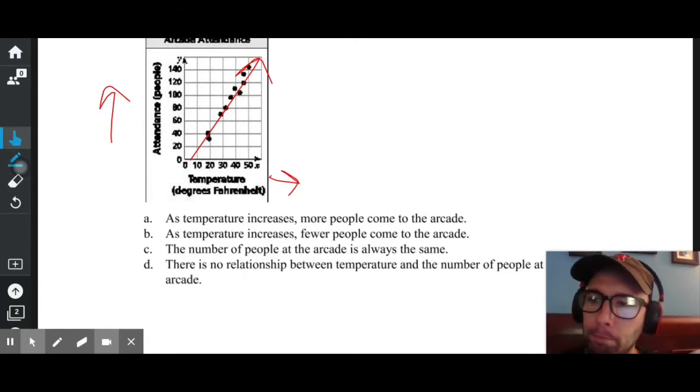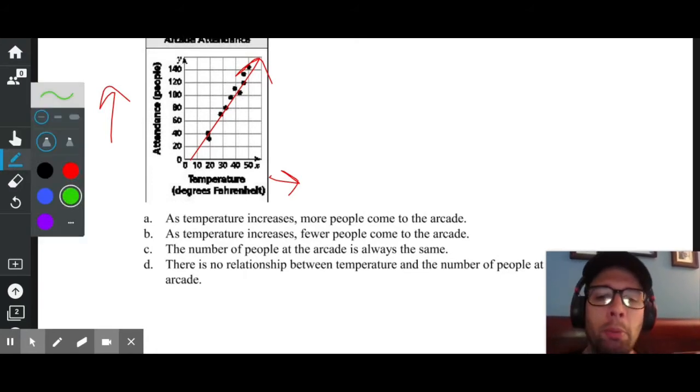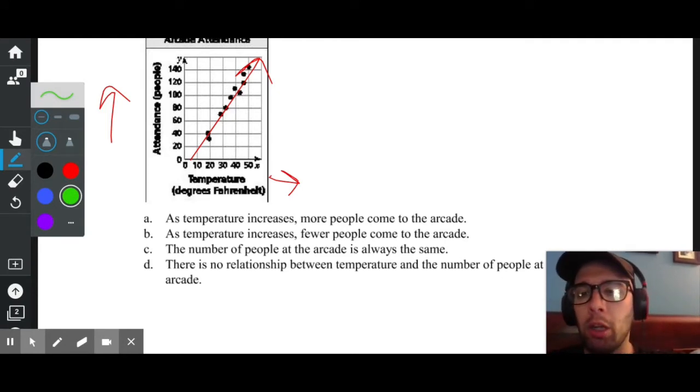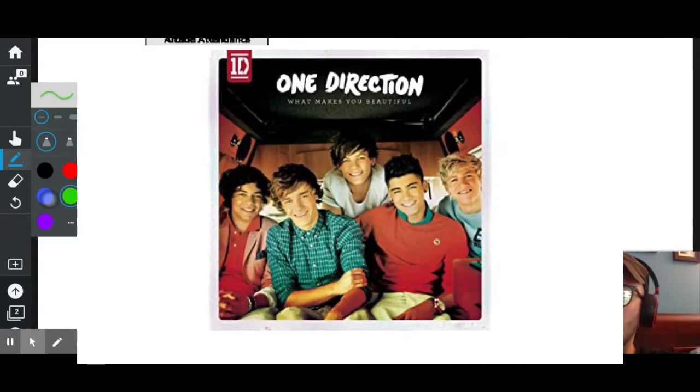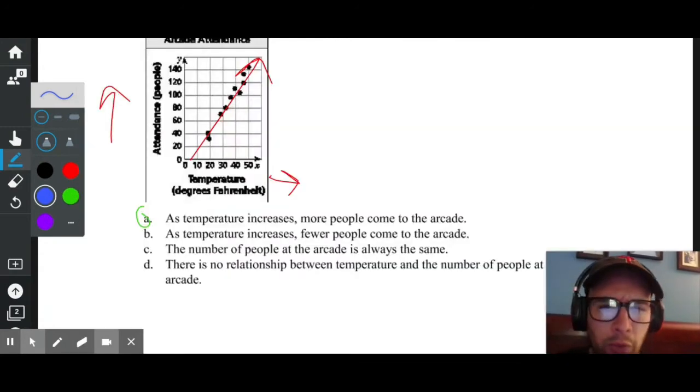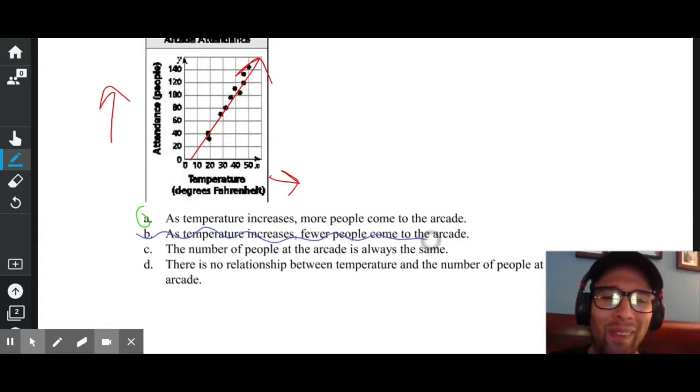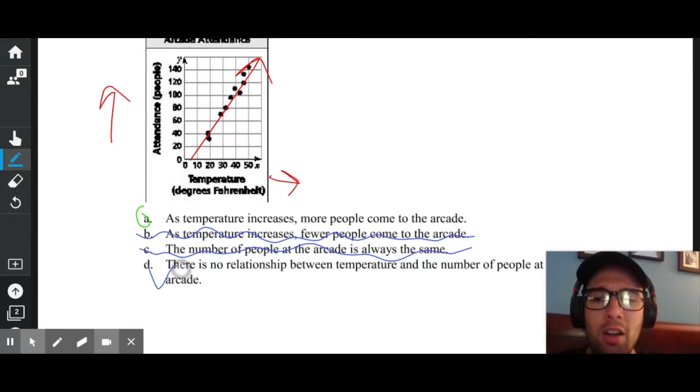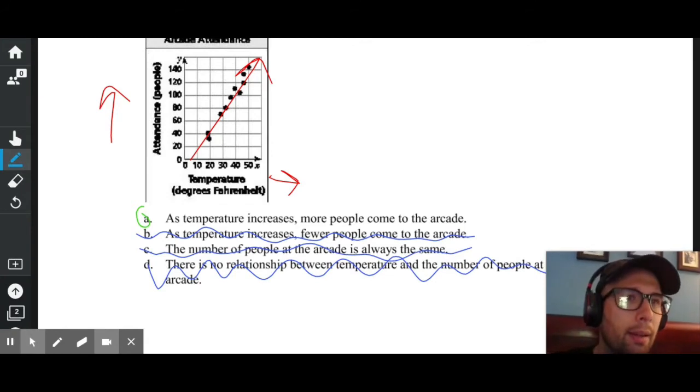So option A. As temperature increases, more people come to the arcade. Yeah, but I'm very insecure. Don't know what for. I turn heads when I walk through the door. Let me check the others just to make sure. As temperature increases, fewer people come to the arcade. No. The number of people at the arcade is always the same. No. There is no relationship between temperature and the number of people at the arcade. No, that would be no correlation. So I was right.